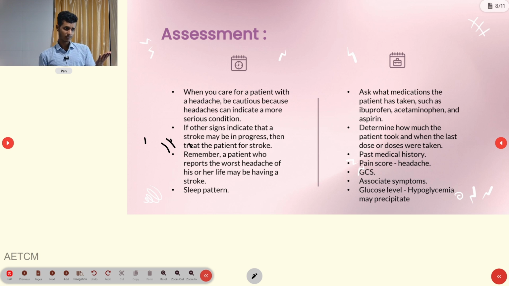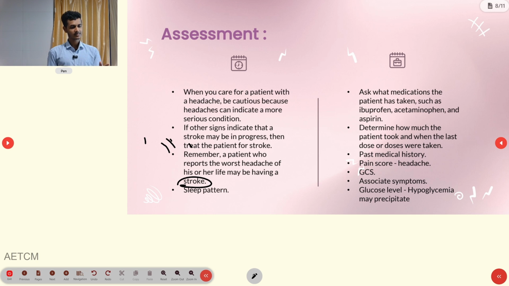And then we have to consider subarachnoid hemorrhage. In some cases the person may have a thunderclap headache, and they will tell you it is the worst headache of their life. That is a major clue for subarachnoid hemorrhage, which comes under hemorrhagic stroke, right? So we have to rule that out. And then the sleep-wake pattern and behavioral history. Some people may have a lack of sleep in the past days before the headache attack, so we have to rule that out.